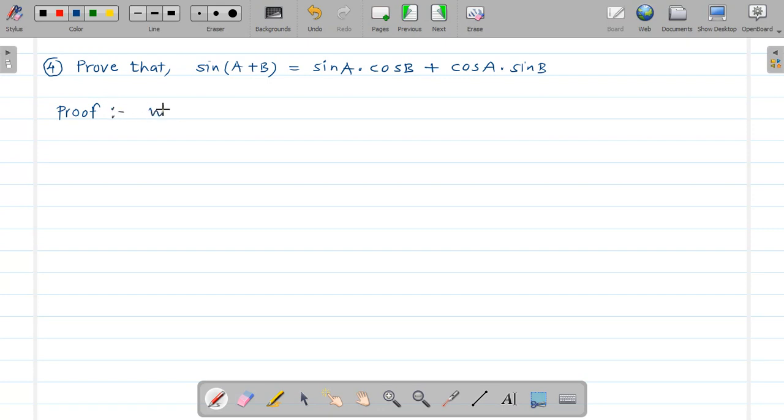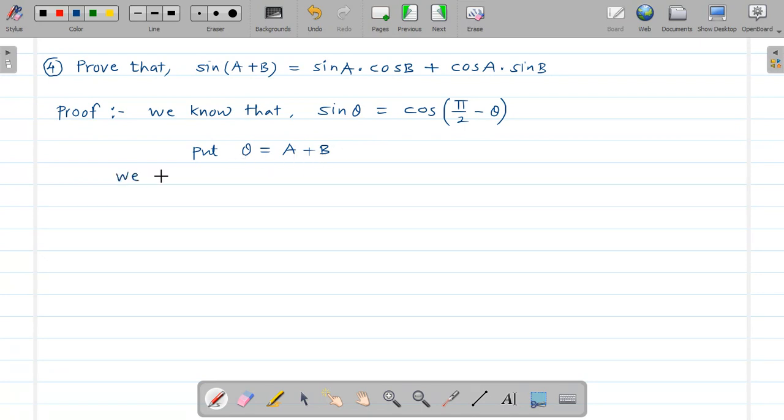For that also we will use what we know: sin theta is equal to cos of (pi by 2 minus theta). This is by the previous result. Already we have proved this. Now, just like the previous result, we will put theta equal to A plus B here.